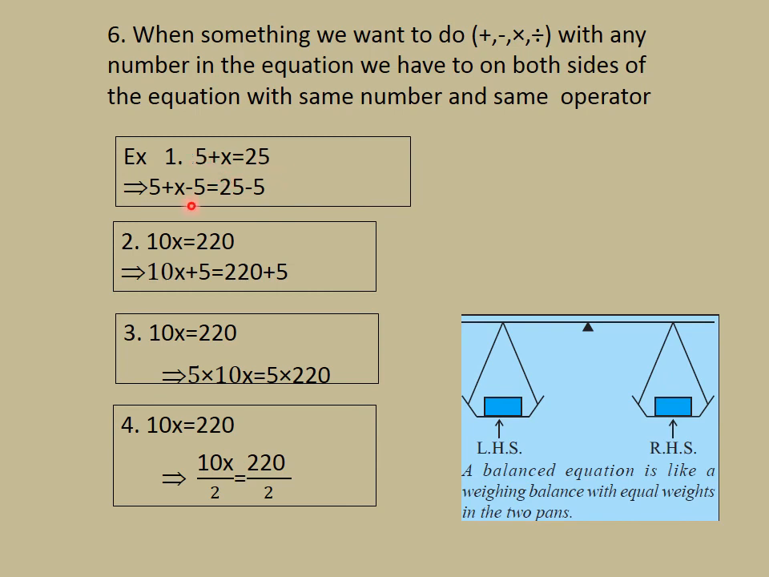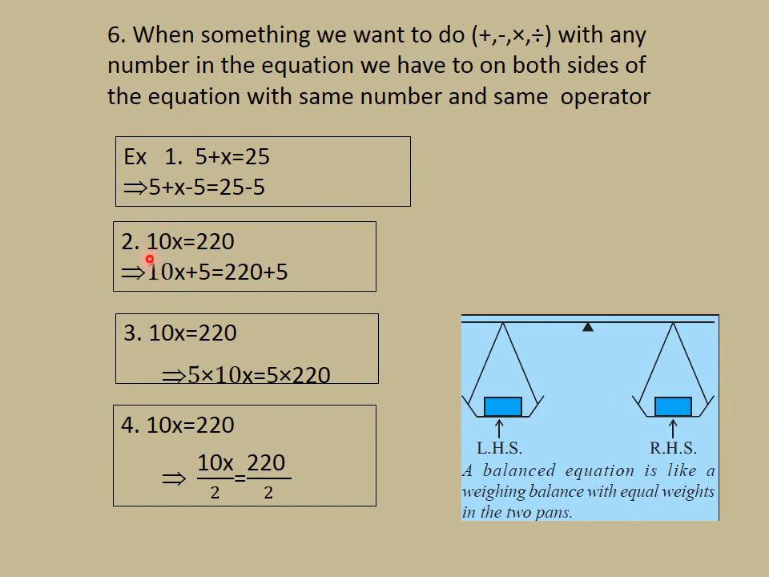For example, 5 plus x equal to 25. I want to subtract 5 from the equation, so I will subtract 5 from LHS and 5 from RHS also. The equation has to be balanced. If you don't do this, it will be an invalid equation. It won't be an equation. You have to do it on both the left hand side and the right hand side, otherwise it becomes an imbalanced equation.